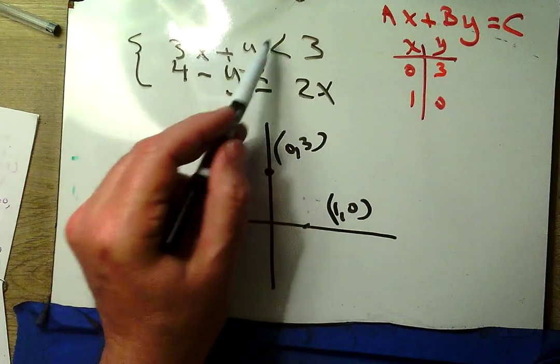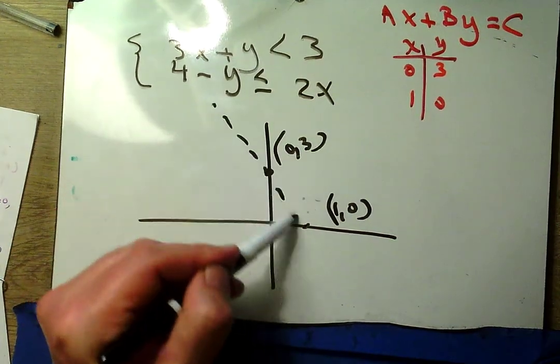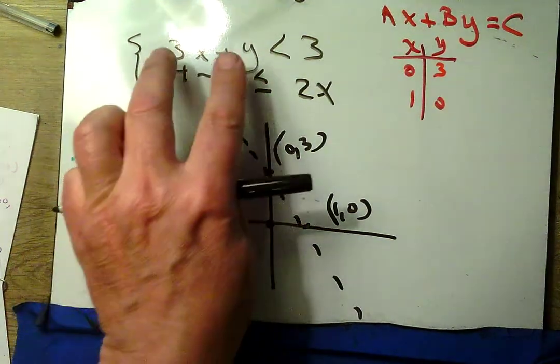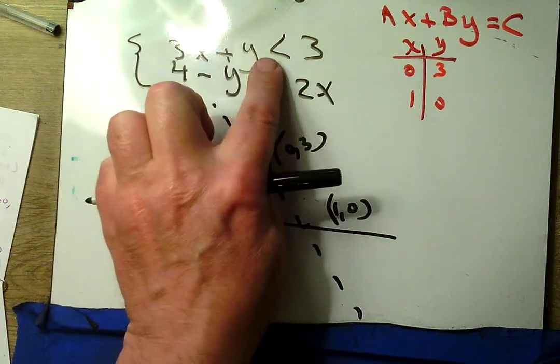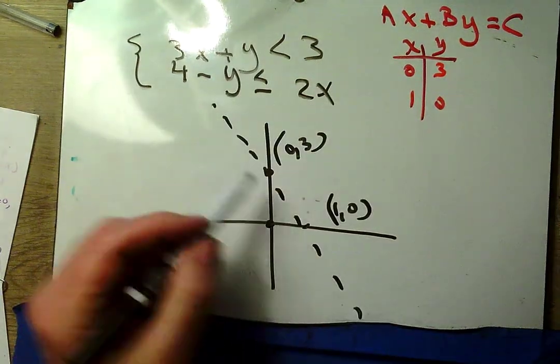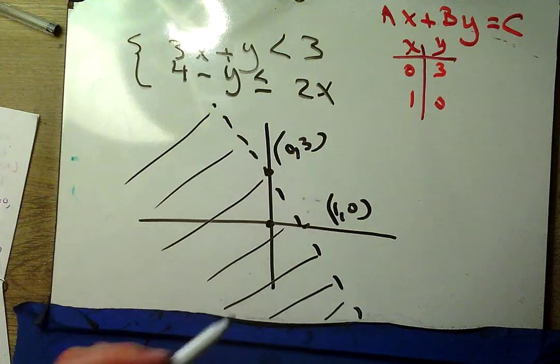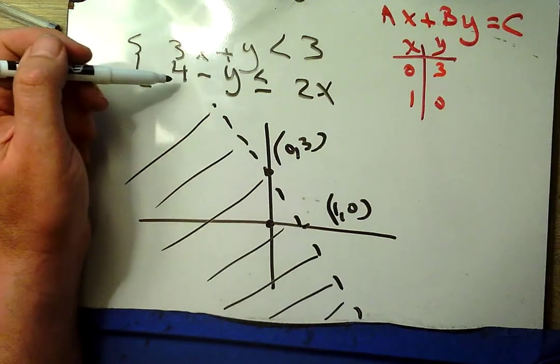Dashed line. And what side do I test? Well, if I plug in a 0, 0, I have 0 on this side is less than 3. Yeah, 0 is less than 3. So there's my shading. Now, what about this one?